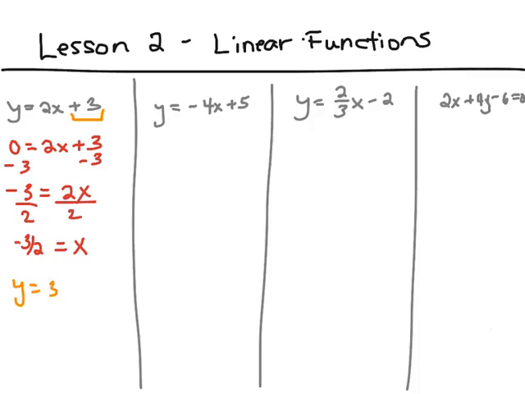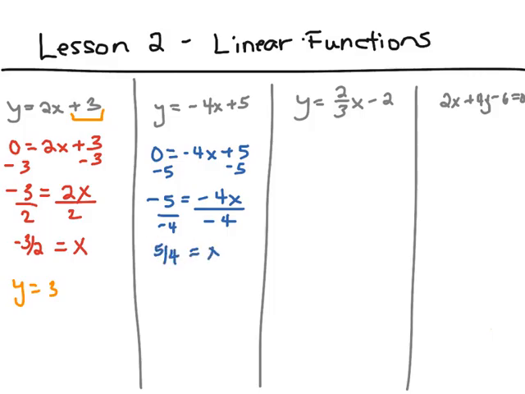For the next one, we have 0 is equal to negative 4x plus 5. Minus 5 from both sides. So we have minus 5 is equal to negative 4x. Divide by negative 4, and we're left with 5 over 4 is equal to x. Our y is our last term, so it's 5.